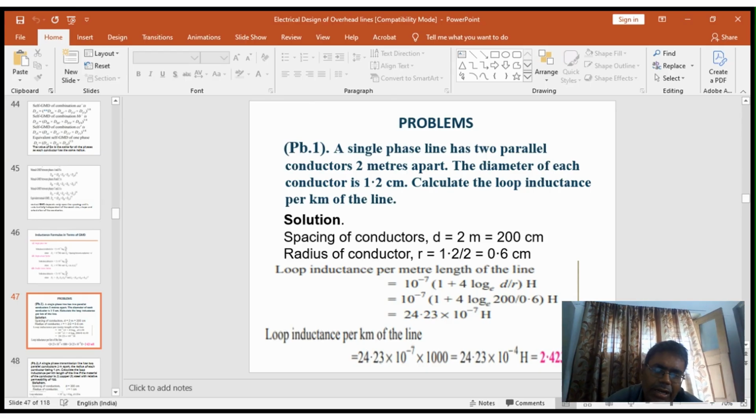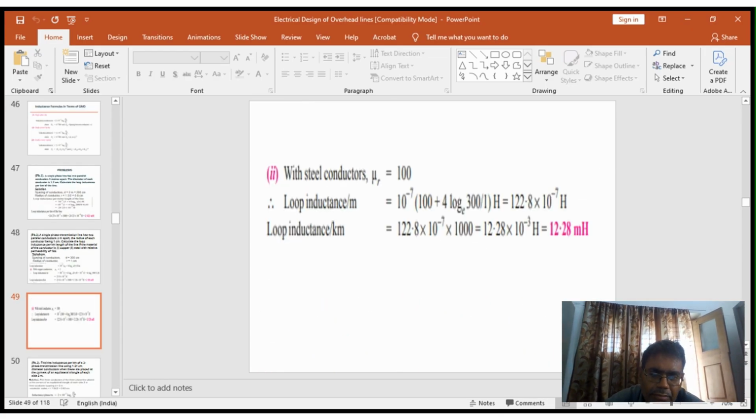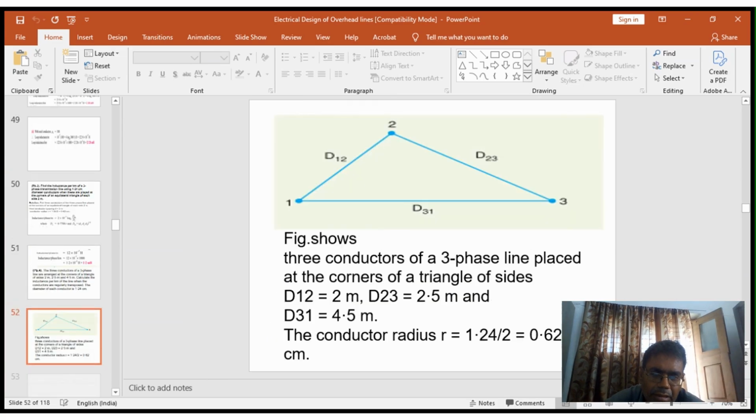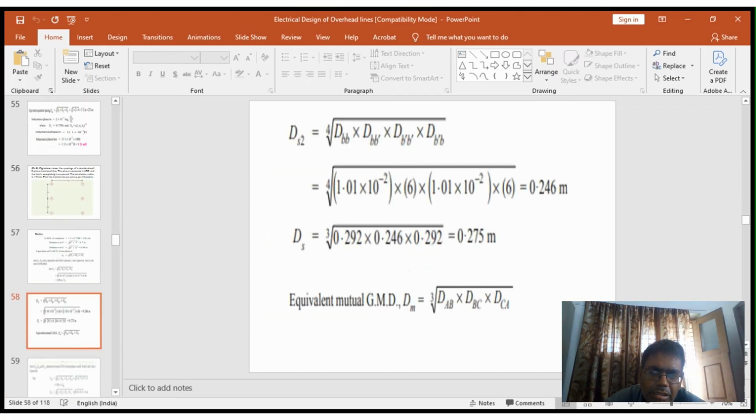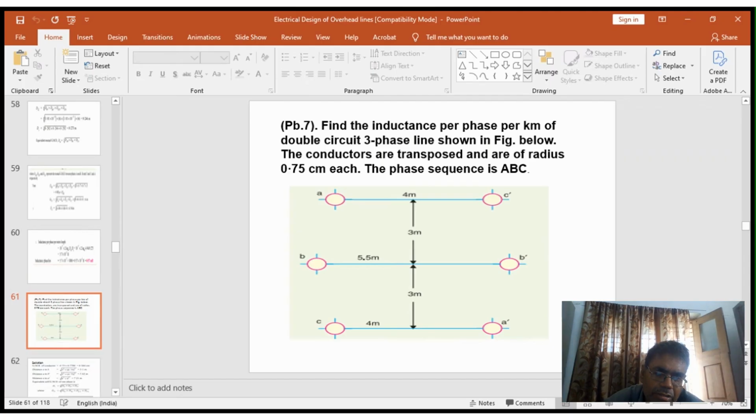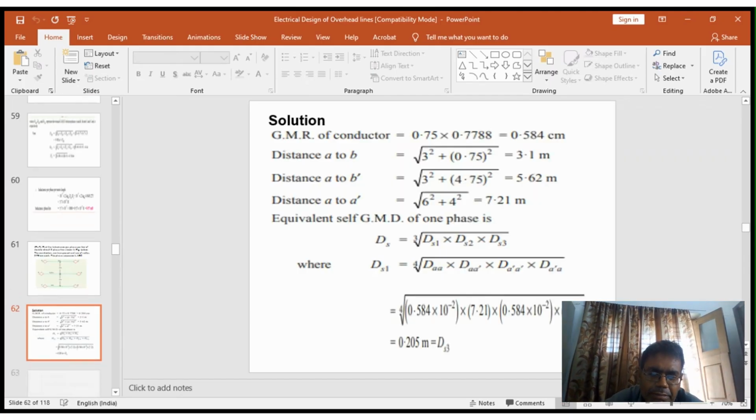These are the concepts of inductance. In case of inductance, we derived the expressions for single phase two wire line, three phase symmetrical spacing, three phase unsymmetrical transposed configuration, and finally we evaluated the values for the double circuit line. These are the formulas, and these are the simple problems on inductance. There are some problems on double circuit line also. This is nothing but a hexagonal arrangement.